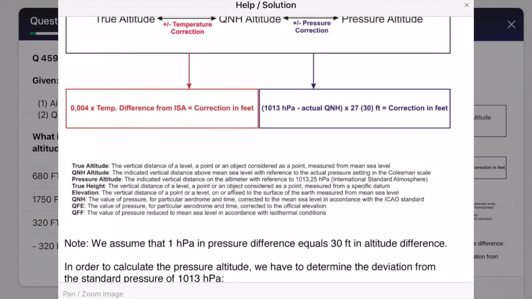This is also very important, and you will need these terms and explanations throughout your general navigation preparation. So you can find explanation of true altitude, QNH altitude, pressure altitude, true height, elevation, QNH, QFE and QFF. So also please keep these explanations and terms in mind.